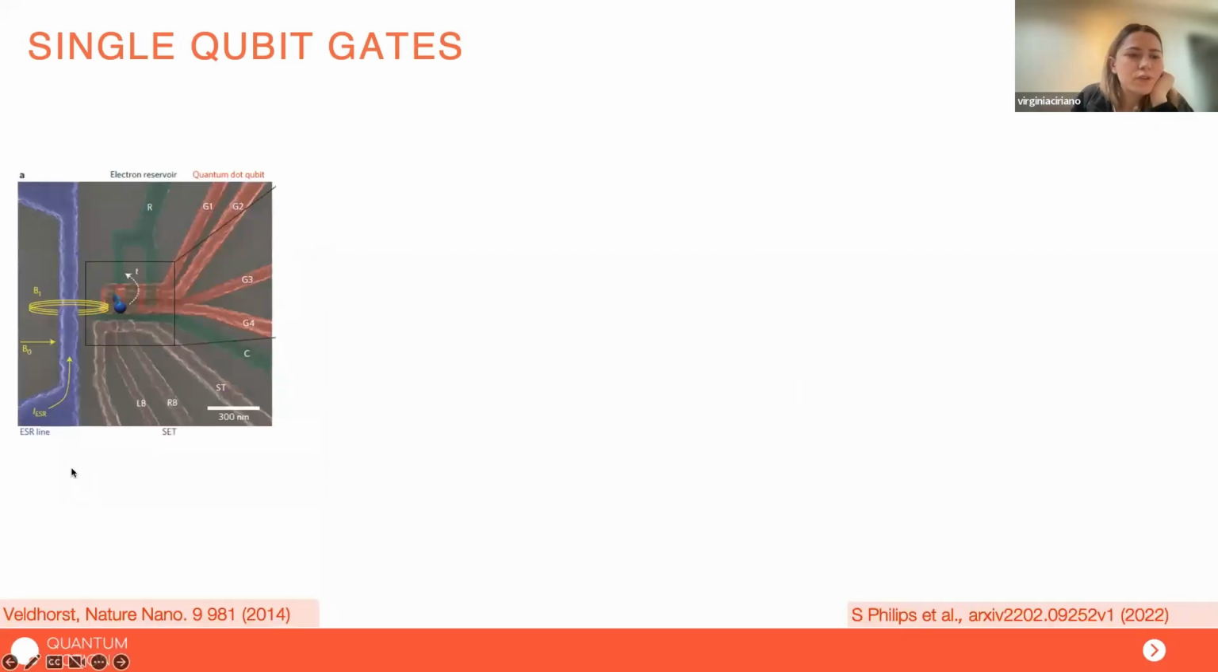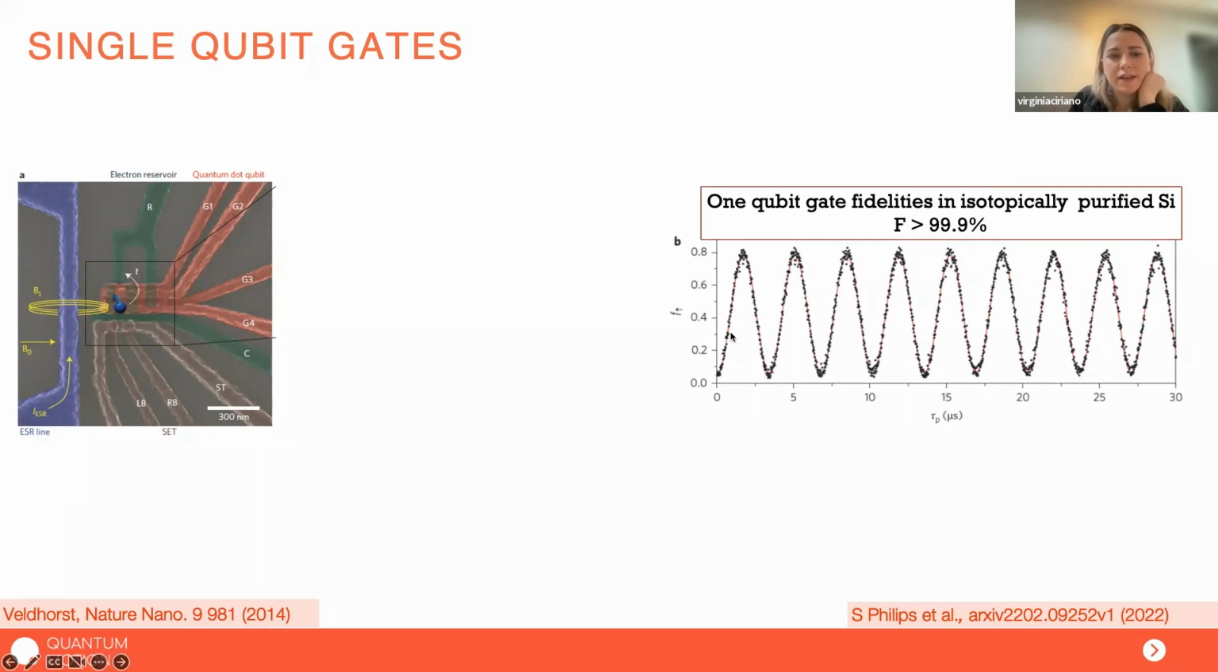So how do you apply this oscillating magnetic field near this quantum dot? You can have this kind of antenna, and you apply an oscillating current. An oscillating current in the antenna produces an oscillating magnetic field. So you rotate the qubit for a bit and then you measure, and do the same for more and more time. You start to get Rabi oscillations.